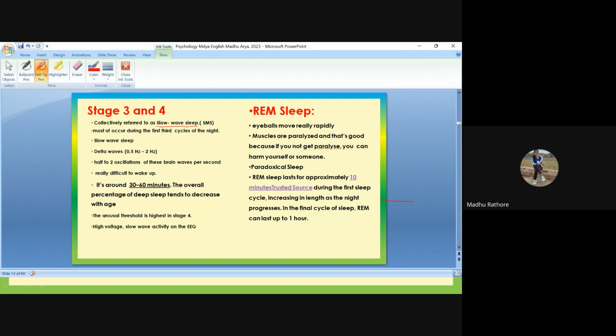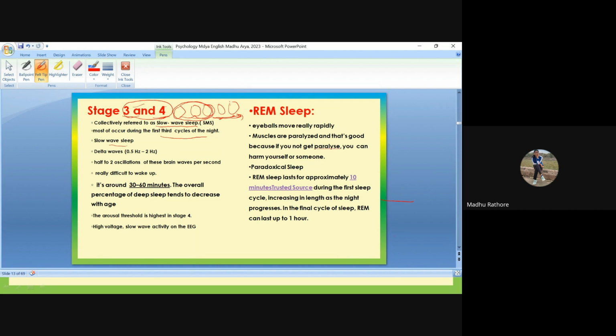These stage 3 and 4 occur in the first to third cycles of the night. Okay, this is important to learn. Yesterday I told you there are 4 to 5 cycles which we cover in our night. But in the first 2 or 3 cycles, we have stage 3 and 4. In the later cycles, stage 3 and 4 are very little, or we can say none. We get deep sleep from the starting cycle. As we move further, we get very little deep sleep, stage 3 and 4.